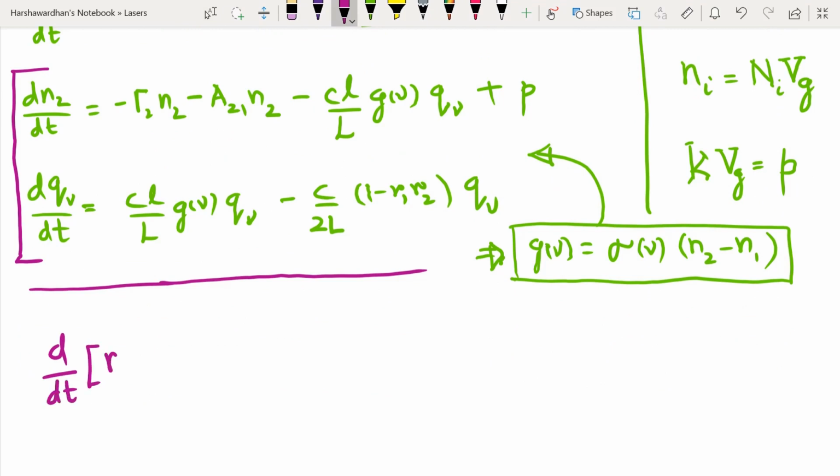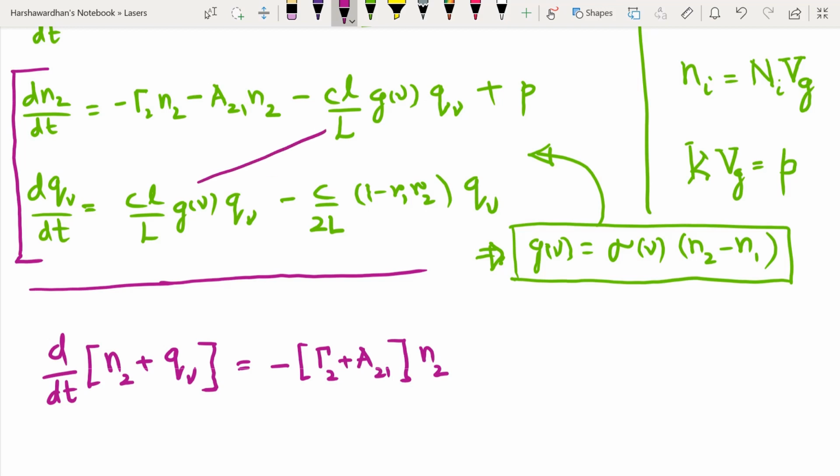So I can see that this is related to the following. My d by dt of N2 plus the cavity photons. This is what is being generated, and this is the excitation that I have. You add up these two and you will find the following. It is minus gamma 2 plus A21 times N2. The generation of the photons due to spontaneous emission and the loss of atoms in the excited state, these two terms precisely cancel out. When you add up these two, they are generating each other in a sense. So the terms that remain are the pumping itself, and the loss, which is C by 2L, 1 minus R1 R2 times Q nu.